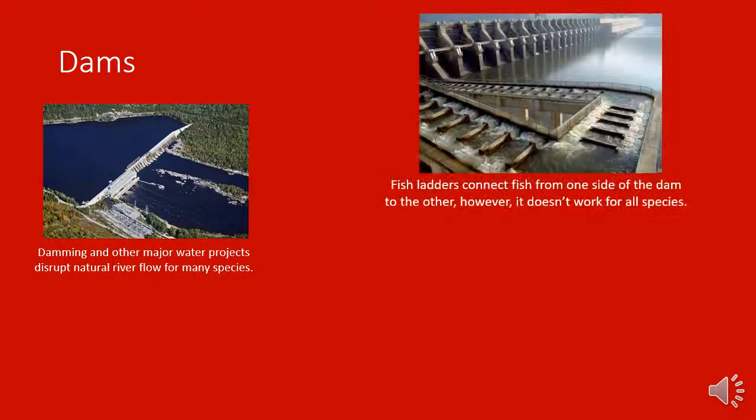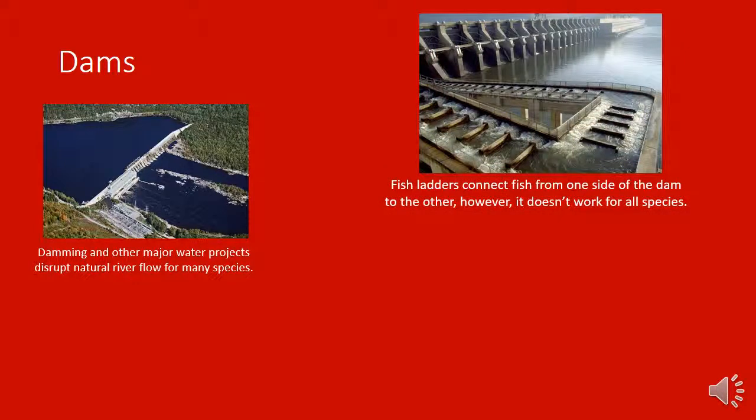Another big ecosystem altering thing is a dam. So we take a stream that flows and we build a dam. It's going to disrupt the natural flow of the river for many species. If you're some kind of migratory fish that used to, you live as an adult down here and you come up here to reproduce, you can't get across this. So dams do that.